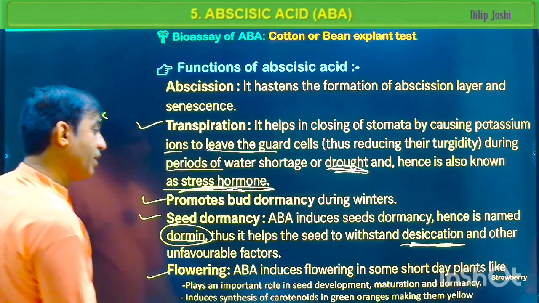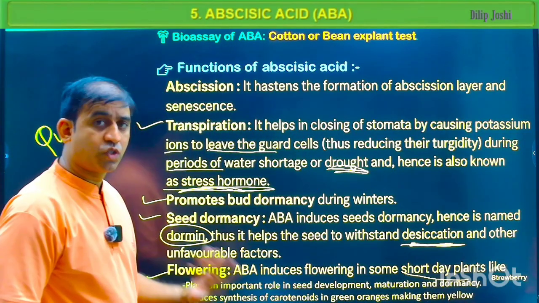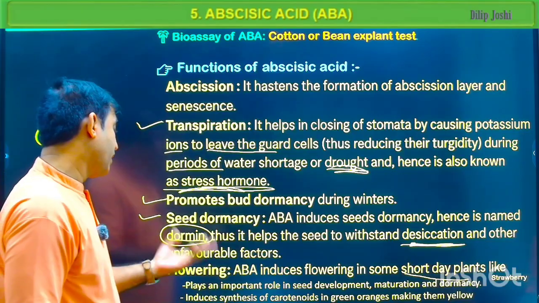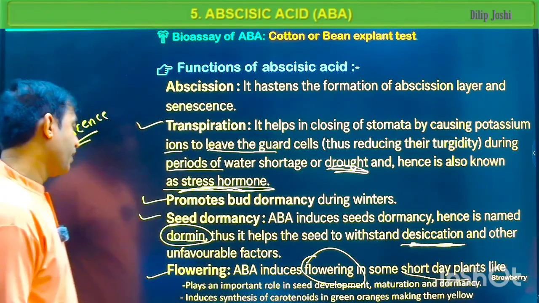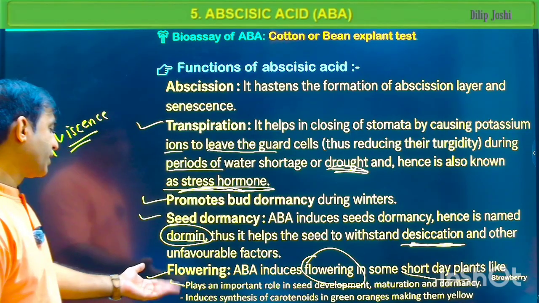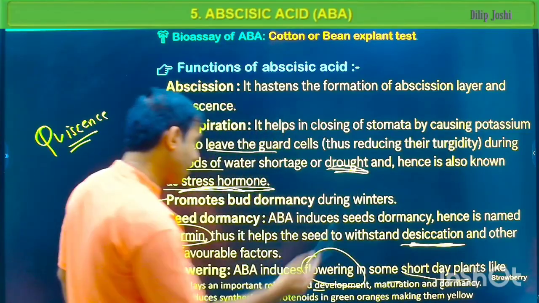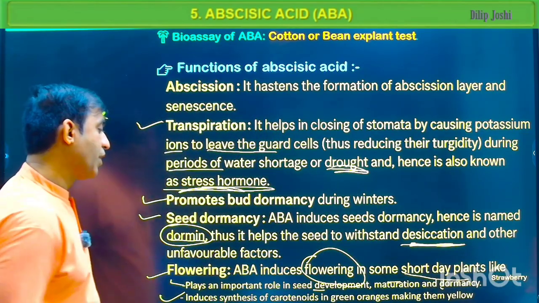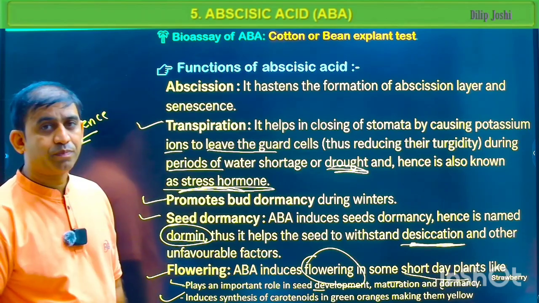Then flowering. In some short day plants which need less sunlight, like strawberries, the flowering is going to happen with the help of ABA. Then two more functions are there: it plays an important role in seed development, maturation and dormancy, that we already discussed, and it induces the synthesis of carotenoids in green oranges, making them yellow.